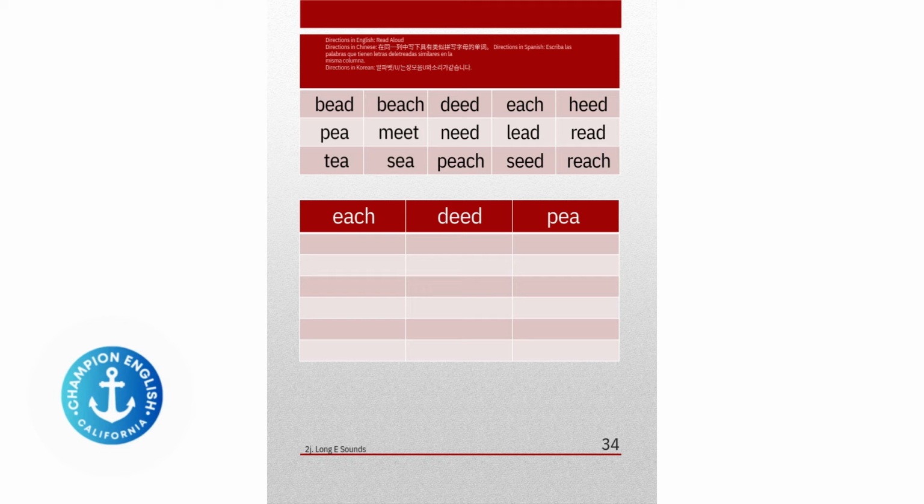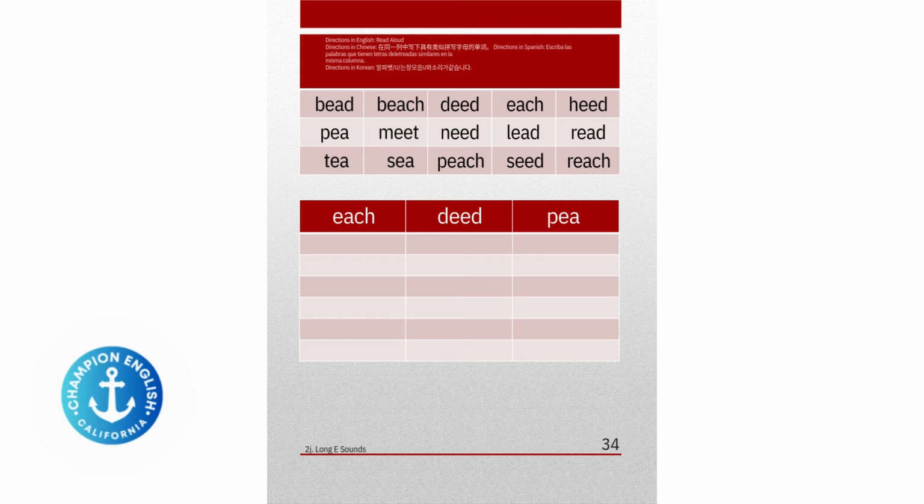If it ends with ED, that would be column number 2. If it ends with EAD, that would be column number 2 as well. So actually, this one has a little bitty mistake. Okay, students, now we're going to put each word in its right column. So we have the long E sound.